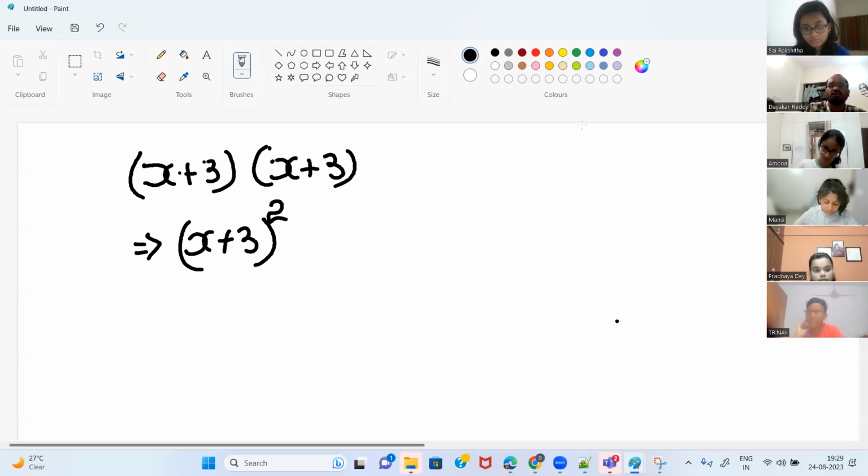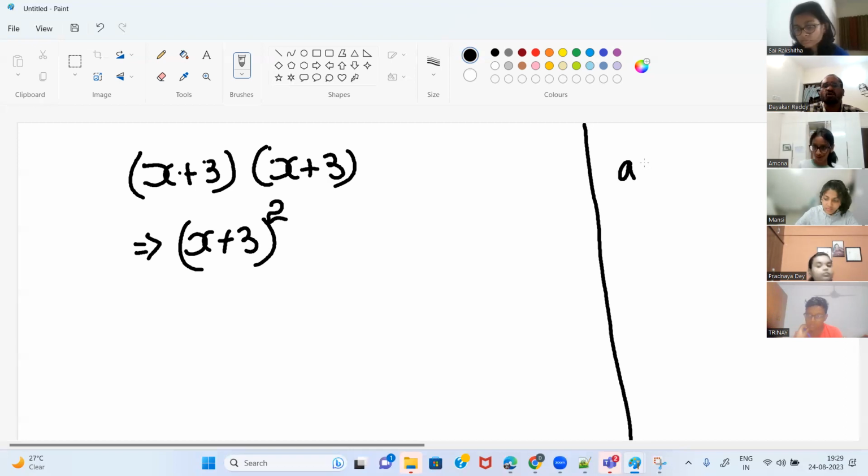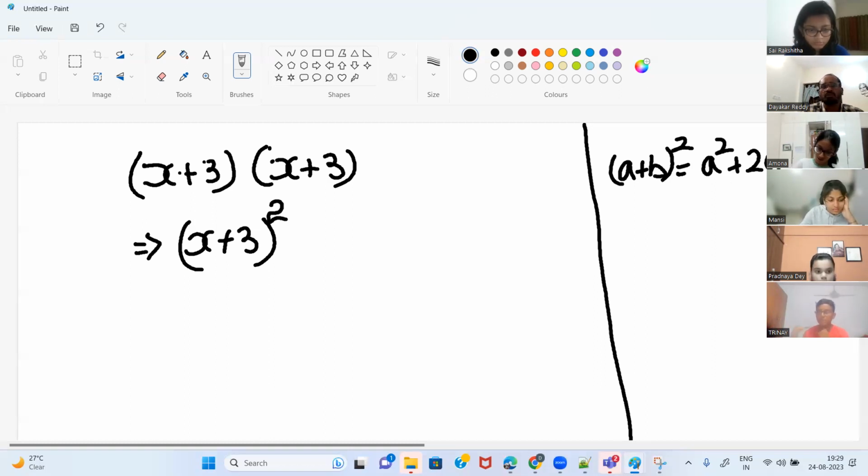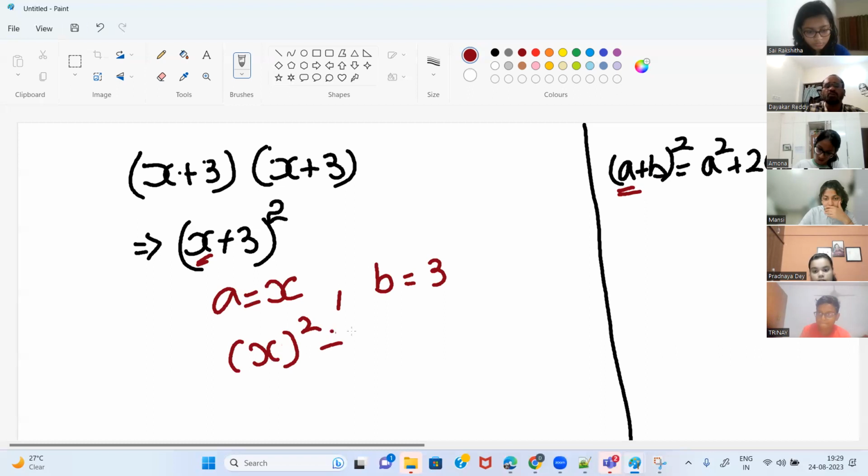We have three formulas. A plus B whole square. Trinay, I like, he is very active. Others kept quiet, they are sleeping. A plus B whole square, right? What is the formula we discussed? Which is equal to A square plus 2AB plus B square. Now we need to identify what is my A and what is my B. See here. Comparatively, you can compare A equal to X. And what is my B? B equal to 3. Then substitute A square, which is X square plus 2 into A into B, plus 3 square. Plus 3 whole square, right?